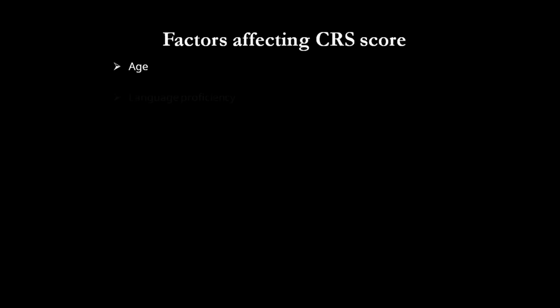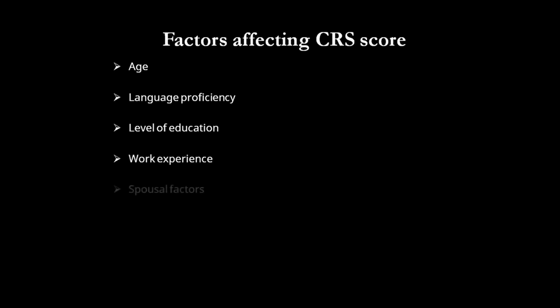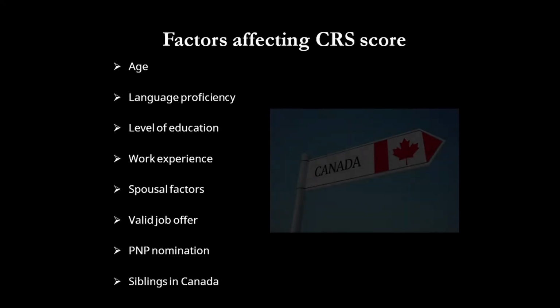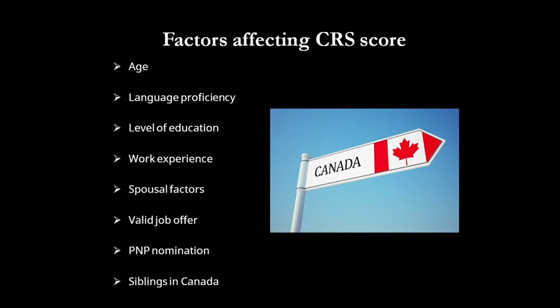Now we know what a CRS score is. There are 8 factors which determine the score you're going to obtain when you do the calculations. These 8 factors are age, language, level of education, work experience, spousal factors, valid job offer, PNP nomination, and siblings in Canada. In this video, I'll be letting you know how each factor determines your CRS score. So let's get started with the first one. Age.